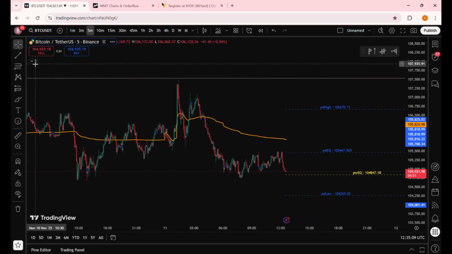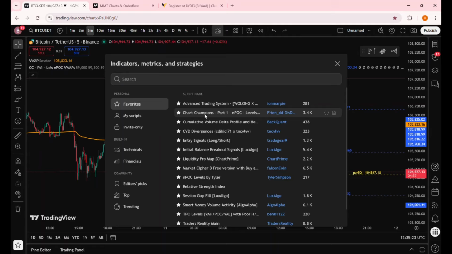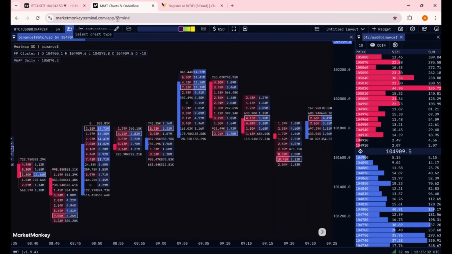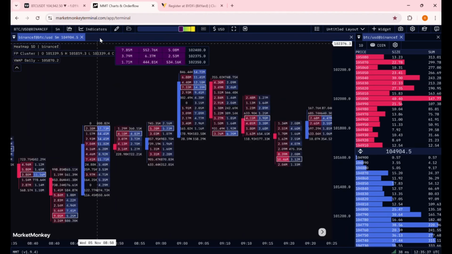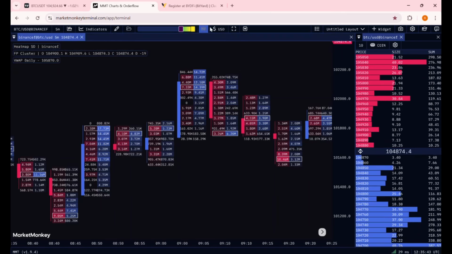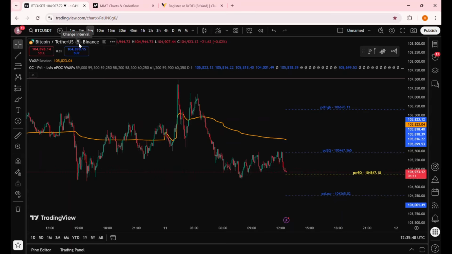First of all, what you want is a blank chart, and you just need these two indicators: VWAP, which you can go into the indicators list and get, and then you're going to need CCPT1, which is this indicator here as well. So that's the first thing you're going to need. Second thing you're going to need is marketmonkeyterminal.com. This is free. You just go over to this and download this, and you're going to set this on footprint cluster and USD, and you're going to have this on a 5-minute time frame.